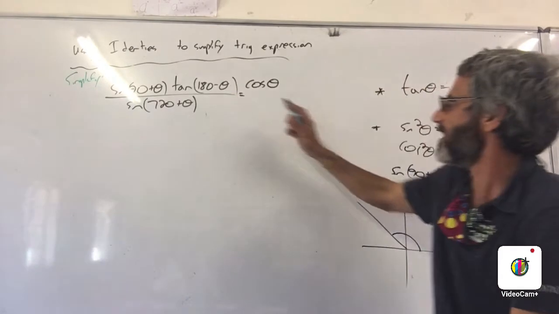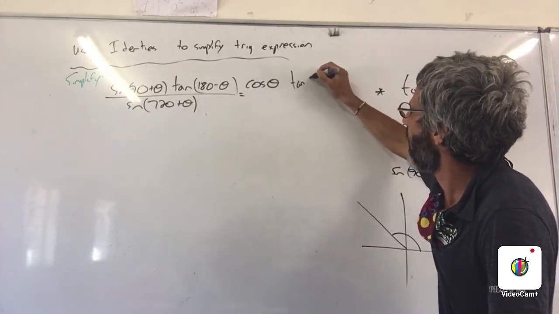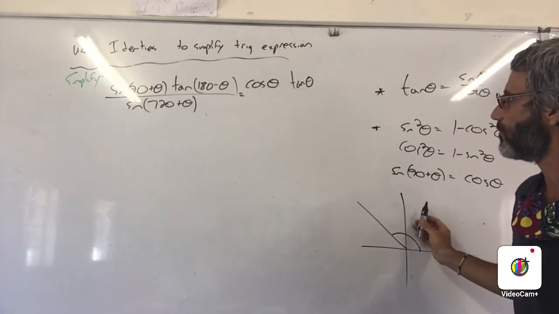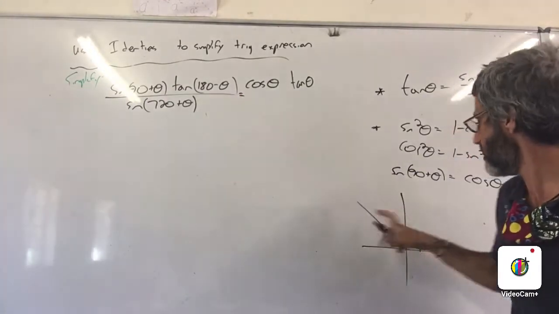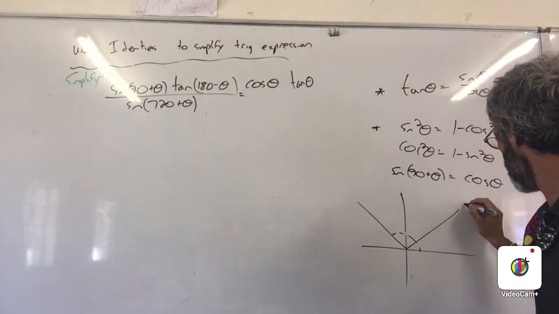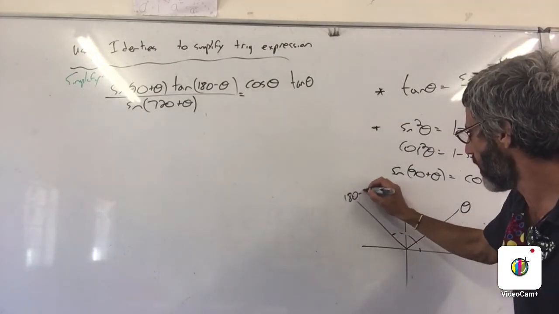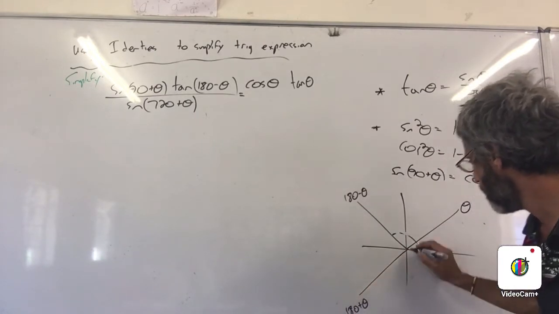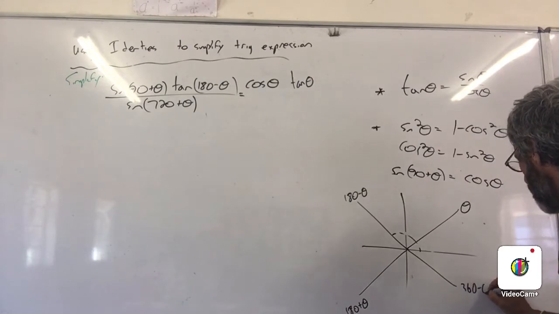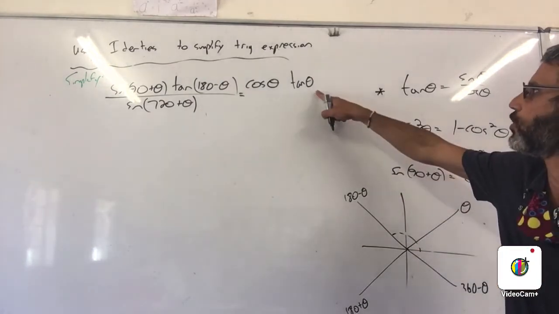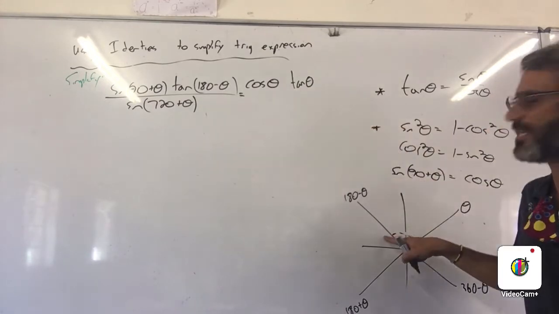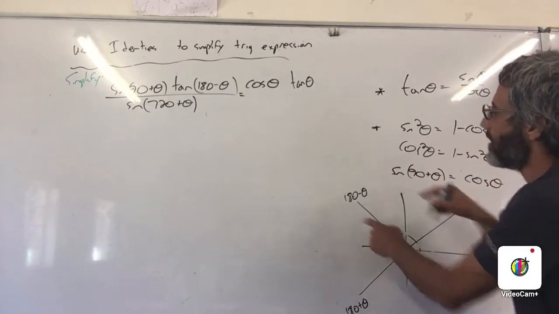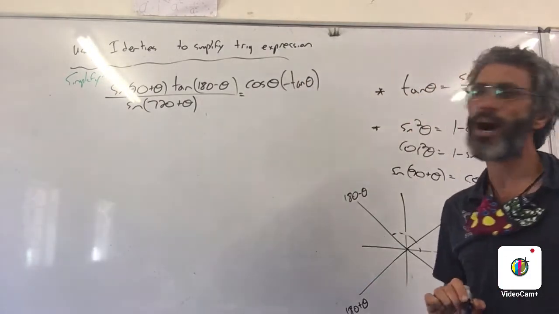Tan of 180 minus theta, okay? So that's something to do with tan theta, but I don't know if it's plus or minus. What do you reckon? Moving from the first quadrant, if this is theta, that will be 180 minus theta. That will be 180 plus theta, and that one is 360 minus theta. So should it be minus or plus here with tan? Tan is plus here and here, but here it's minus. So I'm going to multiply it by minus tan theta.